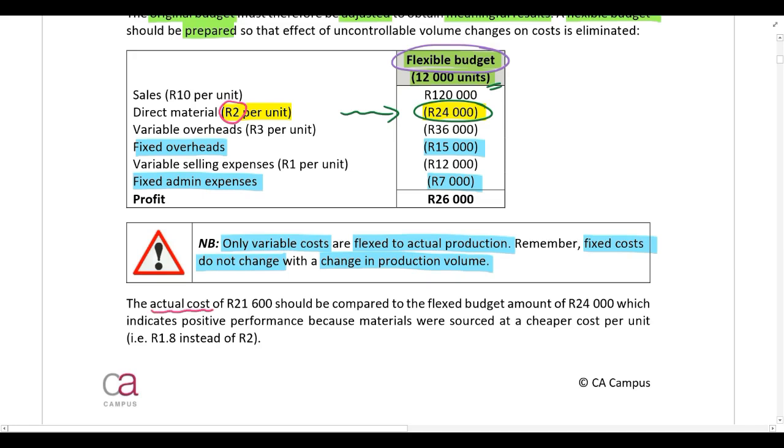So the actual cost of 21,600 should be compared to the flexed budget amount of 24,000, which indicates positive performance because materials were sourced at a cheaper cost per unit. So R1.80 instead of R2 per unit. All right. So this is a very important principle. You are going to see this coming across in all of our variance calculations, so don't make the mistake. We never compare actual results to the original budget. We always compare the actual results to the flexed budget.